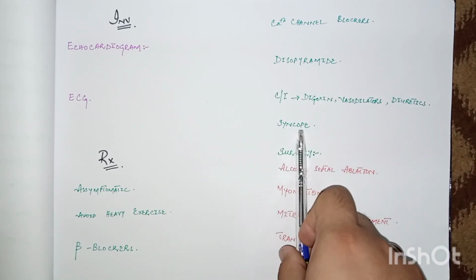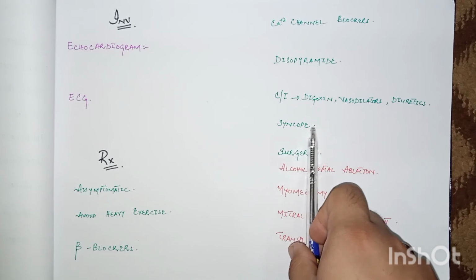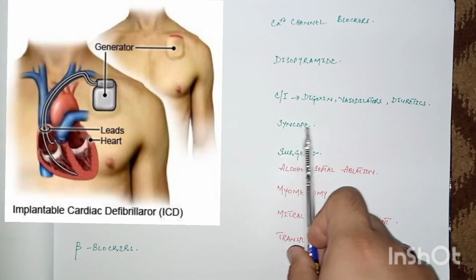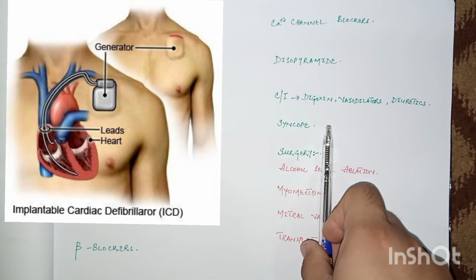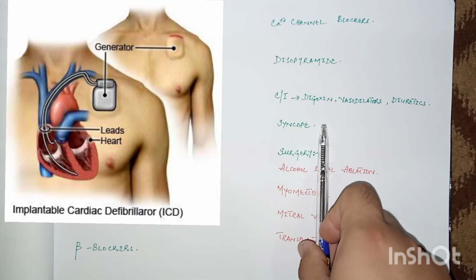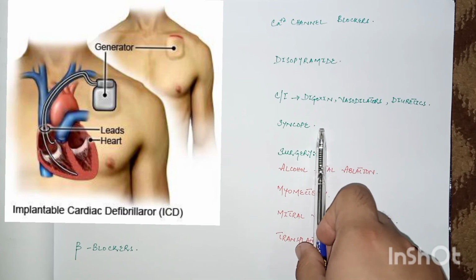In order to treat the syncope, there is implantation of a cardiac defibrillator. As we have discussed the implantable cardiac defibrillator in congestive cardiac failure in detail, this is implanted to check the irregular heartbeat and prevent sudden cardiac death.